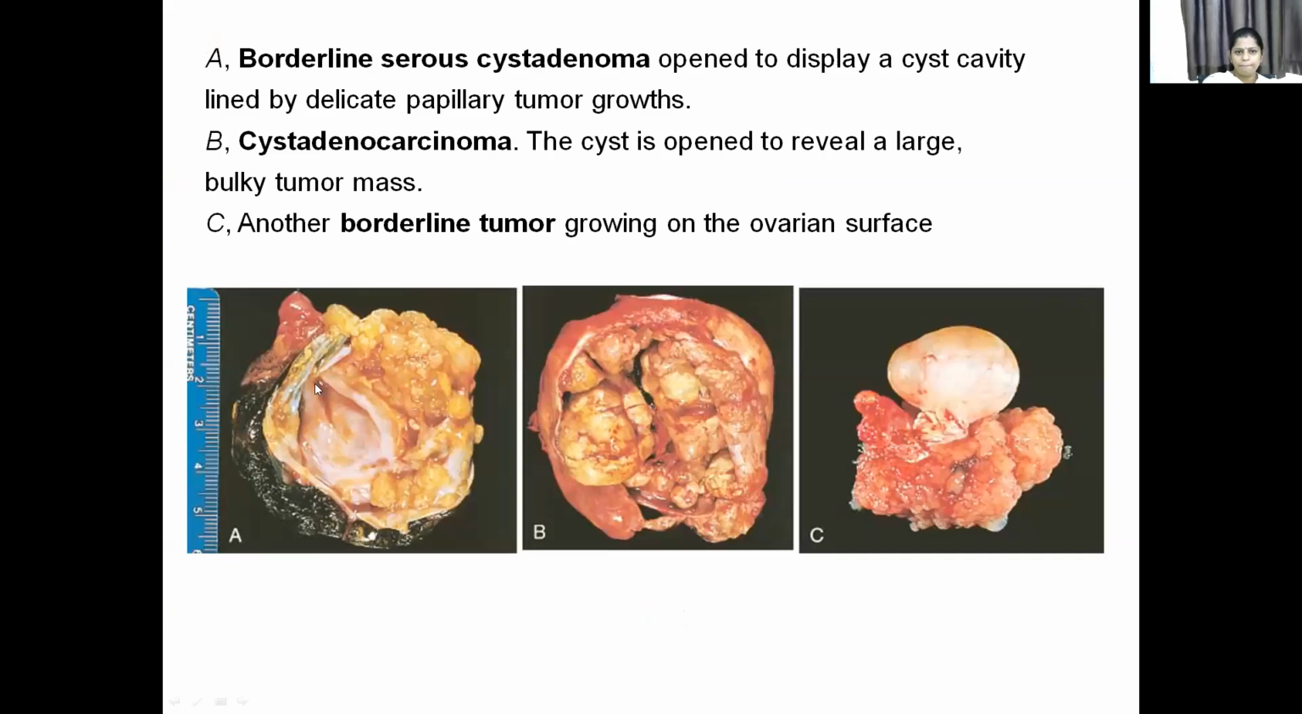So this is a borderline serous cystadenoma. There is a cavity with all these papillary growths. You are able to see these are all different papillary growths. These are all papillary excrescences. Here, cystadenocarcinoma. So this is a cystic mass filled with solid growth. And this is a borderline mass. And here are the different growths on the surface of the ovary.